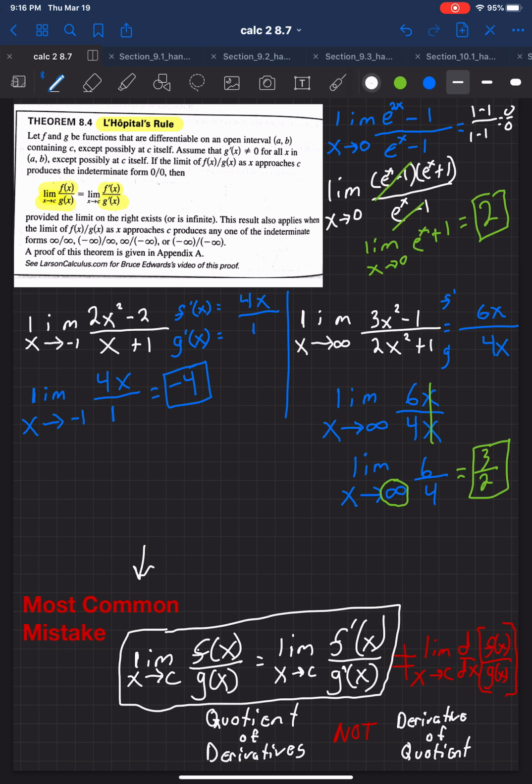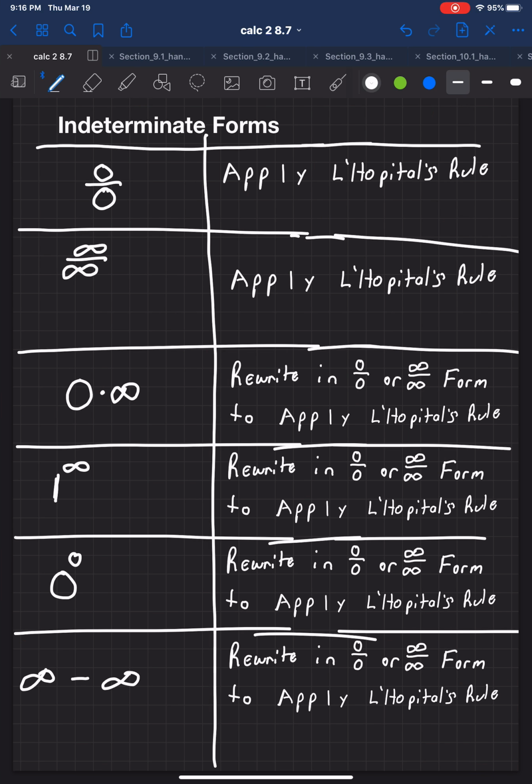All right, so now what are some other indeterminate forms? And then how do we use this L'Hopital's rule moving forward? So look, we've already discussed 0 over 0, infinity over infinity.